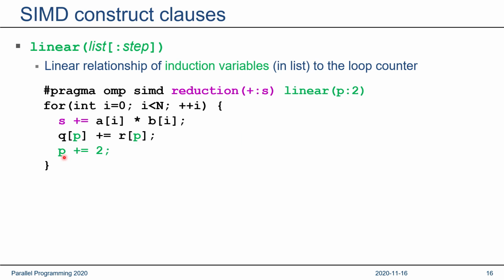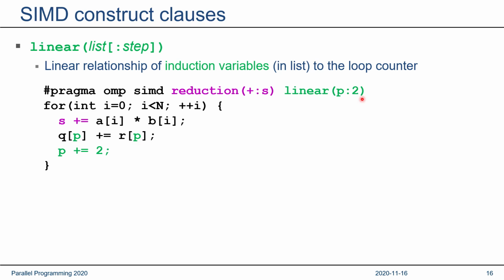P is a variable that's incremented in each loop iteration by an increment of 2. And we use it in some way within the iteration. Now, if the compiler wants to vectorize this loop, then the p variable will give it a hard time because it's not entirely clear what is done to p and which relation it has to the loop iteration counter. Using the linear clause, you can tell the compiler that p is linear in the iteration counter i, and that the relationship is 2 to 1.